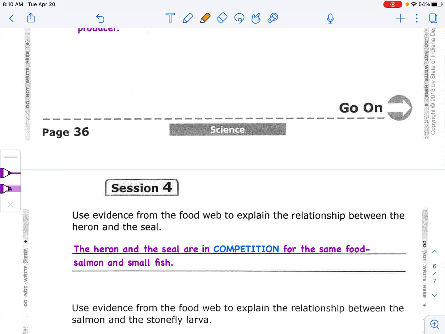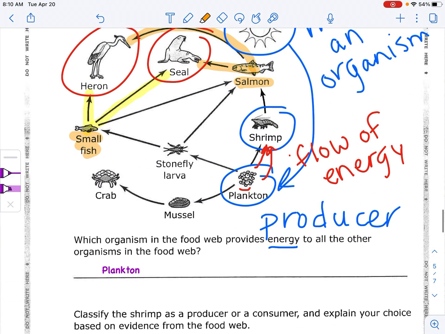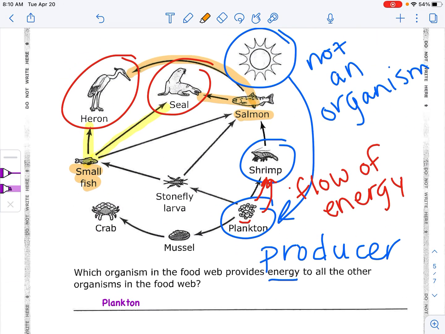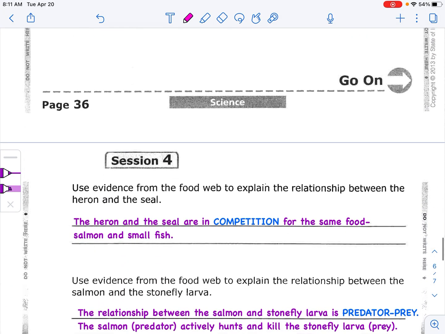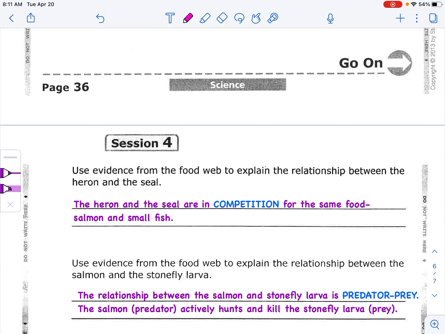Use the evidence from the food web to explain the relationship between the salmon and the stonefly larva. All right, so let's take a look at this one. So this time we are looking at this relationship here, the stonefly larva and the salmon. There is a direct arrow between these two. And so the energy flows from the stonefly larva to the salmon when the salmon eats it. So that is predator-prey. The relationship between the salmon and the stonefly larva is predator-prey.